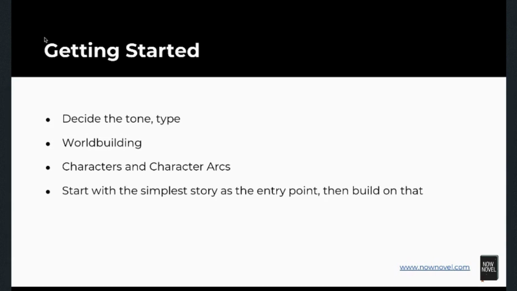Then my recommendation is start with the simplest story as your entry point and then build on that. So, for example, if you were Anne McCaffrey writing her spaceship sort of human hybrid books, out of all of these characters that you might have in your head, you're going to pick the one that's the simplest story to tell, especially if you're a beginner writer. You don't want to be biting off more than you can chew.